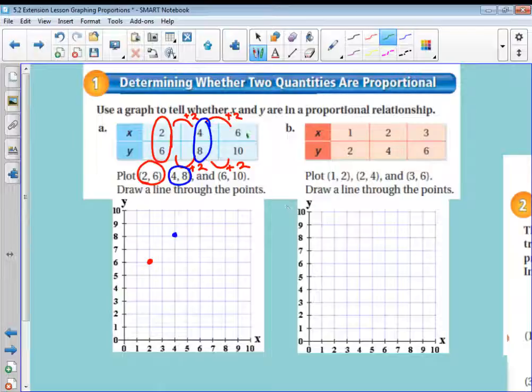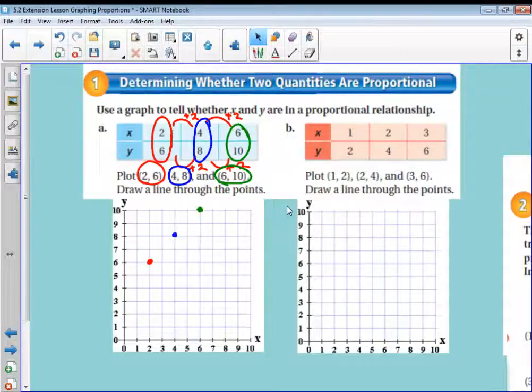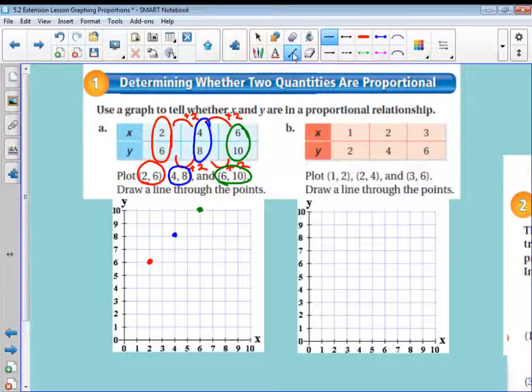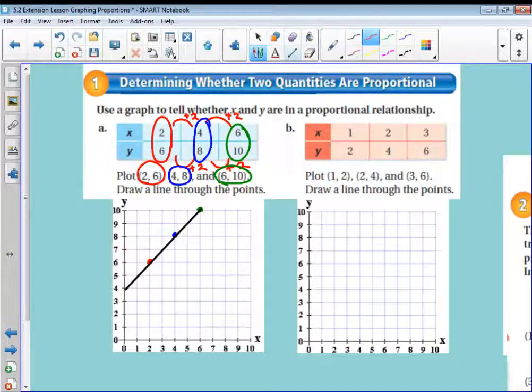And the last one, 6, 10, would be over to 6, up to 10. Okay, so it looks like it's making a nice straight line. So if I were to connect these points, the question is, would it cross through 0, 0 if I were to continue that through? Our origin is actually right here. Does it cross through our origin?